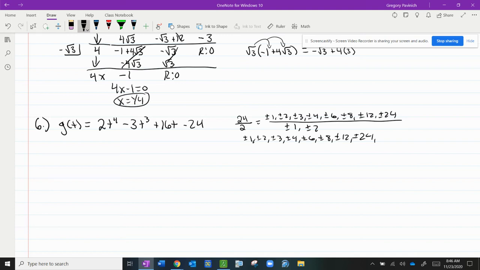Like I get 1 divided by 2 is half. And then 2 divided by 2 is 1. 3 divided by 2 is 3 halves. And then 4 divided by 2 is 2. 6 divided by 2 is 3. 8 gets me 4. 12 gets me 6. And 24 gets me 12, which I already have all of those. So here's a long list of numbers.